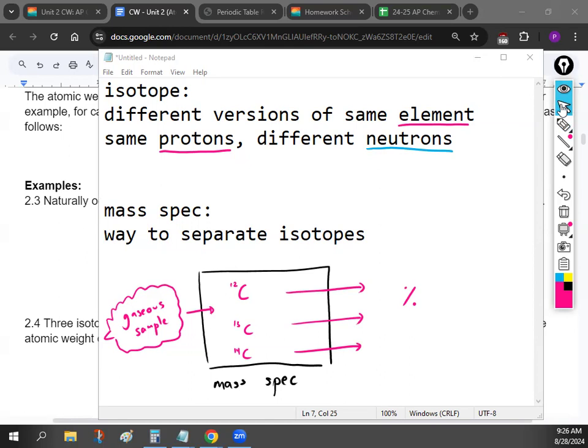Any questions on how a mass spec machine works? They're not going to ask you how does it work. What they're going to ask now is about the graph that it makes. I'm going to show you guys what that graph looks like. But again, all it does is separate the isotopes and tell you what percentage of each they have.